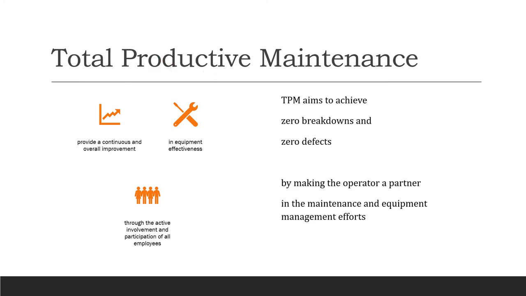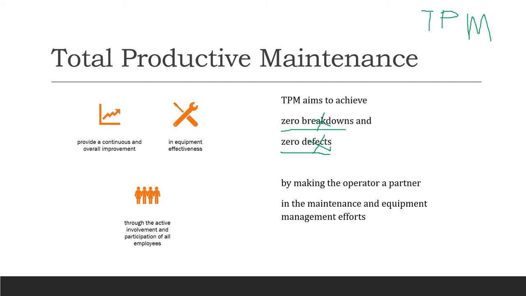Total productive maintenance is TPM. That's called total productive maintenance. So TPM aims to achieve zero breakdowns, okay? Meaning zero failures and then zero defects. We don't want breakdowns. We don't want defects. So therefore you have to maintain, okay, total. That's why we say total productive maintenance.